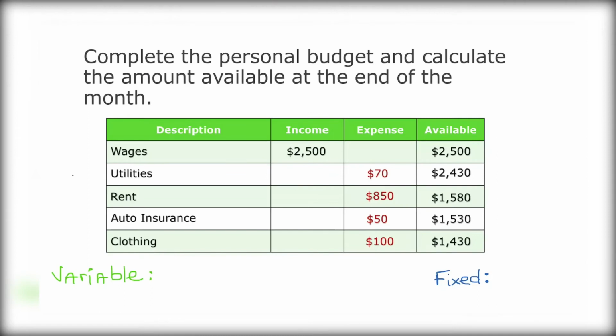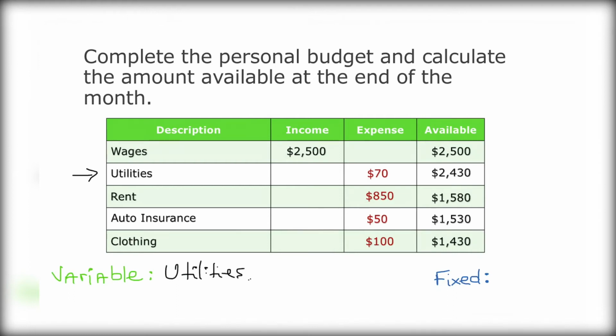Now we are going to take a look at the following personal budget, and we are going to decide which expenses are fixed and which ones are variable. The first expense is utilities. Since this might change month to month based on usage, maybe you use the air conditioner a little bit more one week and then another week is colder, so you don't use it as much, utilities is going to change month to month, so that's going to be one variable expense.